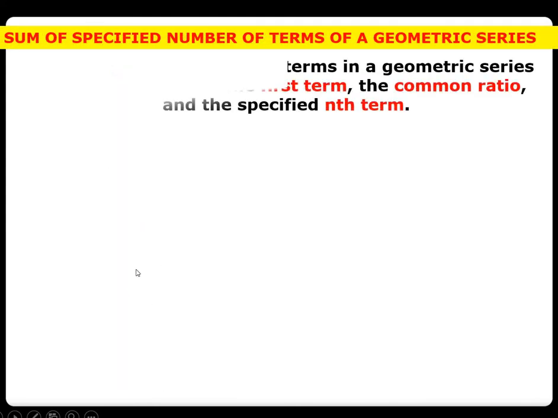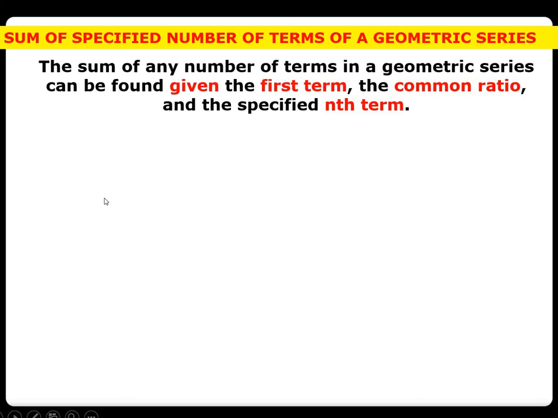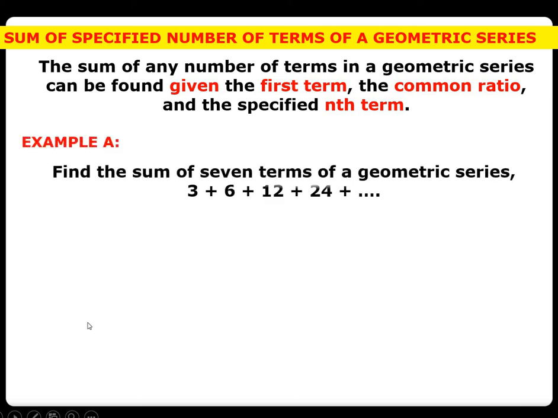Sum of a specified number of terms of a geometric series. The sum of any number of terms in a geometric series can be found given the first term, the common ratio, and the specified nth term. Let's have example A. Find the sum of 7 terms of the geometric series 3 plus 6 plus 12 plus 24 plus and so on.